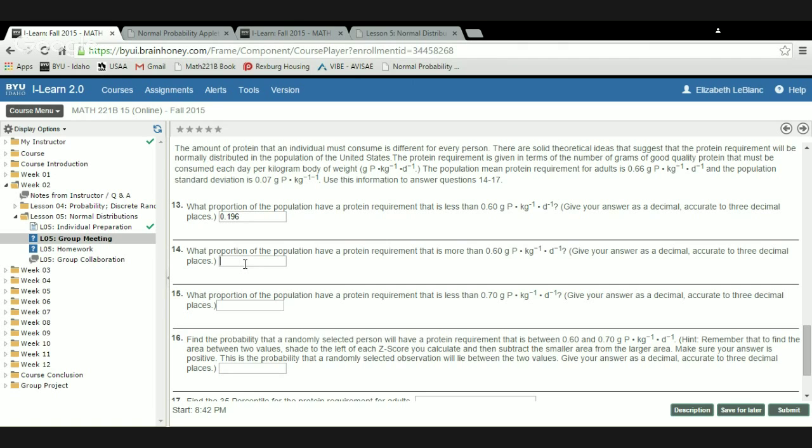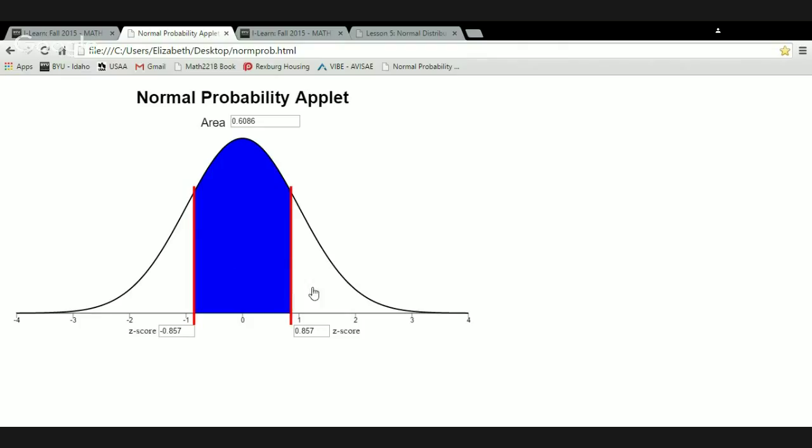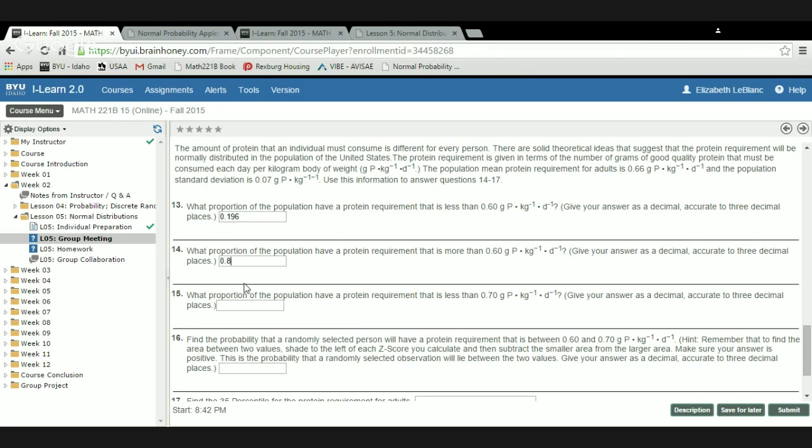All right, number 14 says, what proportion of the population have a protein requirement that is more than 0.6? So that would be above. Yeah, so we just highlight the other two sections. Yeah. And that's 0.804. But would it just be... oh no, because that's not the center, that's the far right, correct?